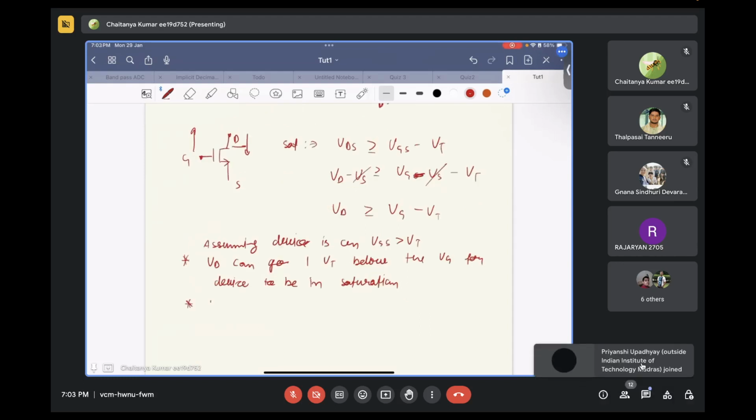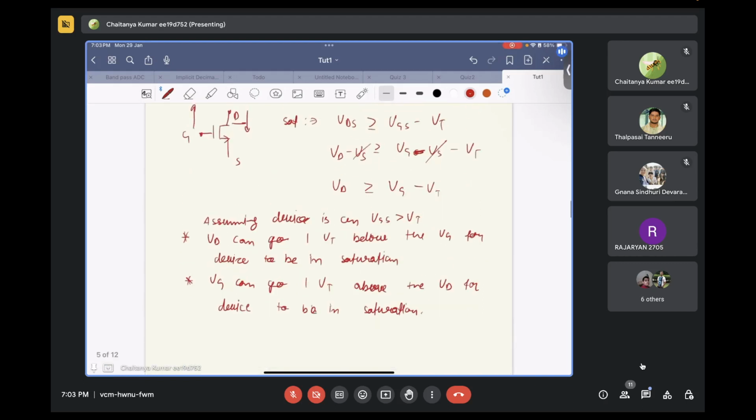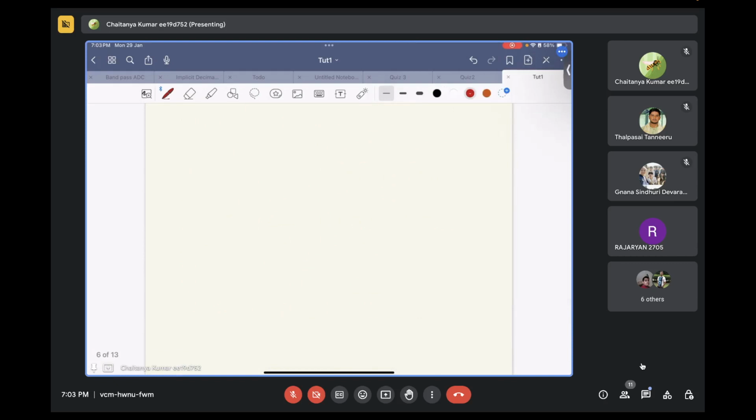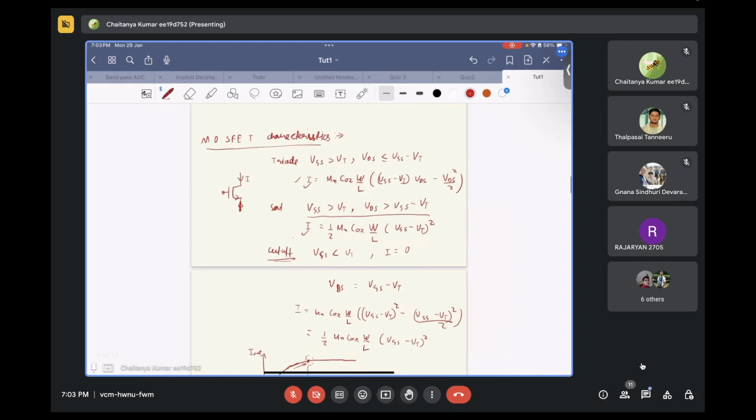Conversely, VG can go one VT above the VD for the device to be in saturation. You understand this? You should keep this in mind for quick back of the hand calculations. Now this was the story of your NMOS.